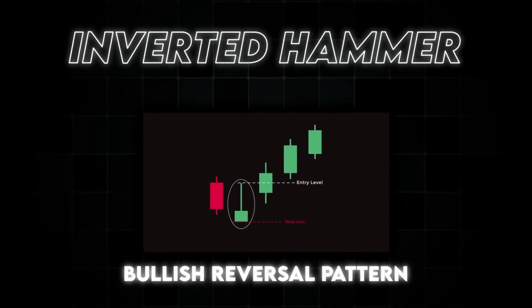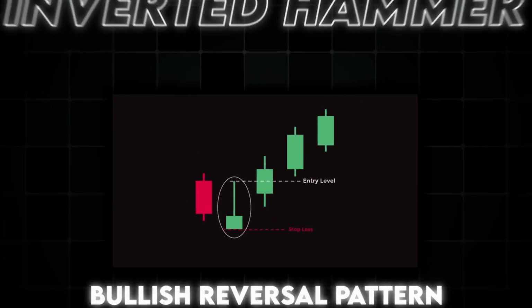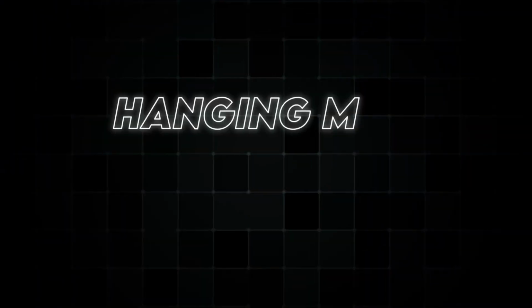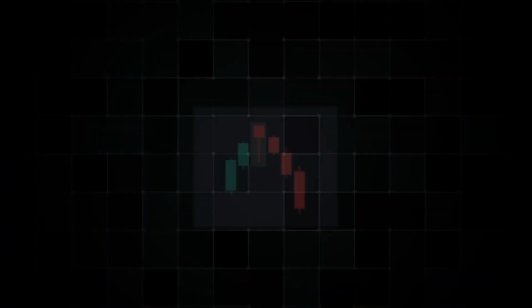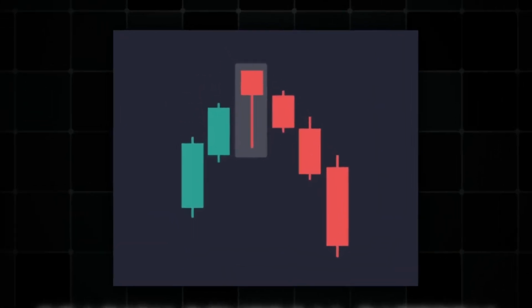It appears at the bottom of a downtrend and has a small body and a long upper wick. To add to that, we have the hanging man and the shooting star. I know we spoke about the shooting star up above, which was actually noted because it is one of my favorite rejection patterns, as well as the hanging man, which is pretty much the opposite of it. The hanging man is a bearish reversal pattern that appears at the top of an uptrend and it looks like a hammer, but occurs in a different context.